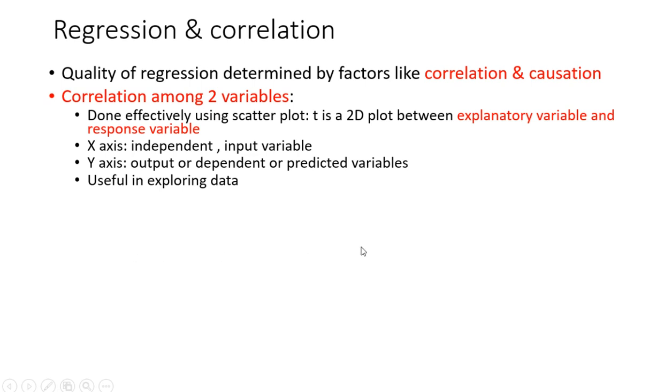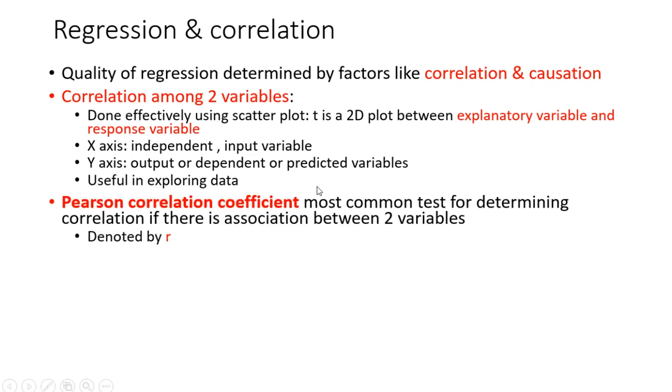On the x-axis you will have the independent variables or the input variables, and on the y-axis you will have the output or dependent or predicted variables, and you plot the relationship between x and y. That's nothing but your scatter plot, and this is very useful in exploring the data and for doing the analysis or to find the relationship between the x variables and y variables.